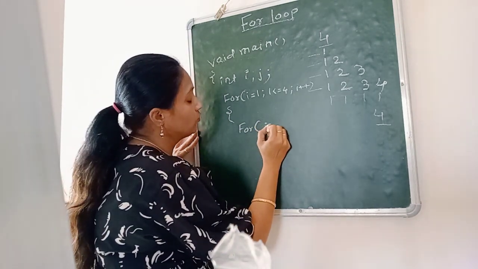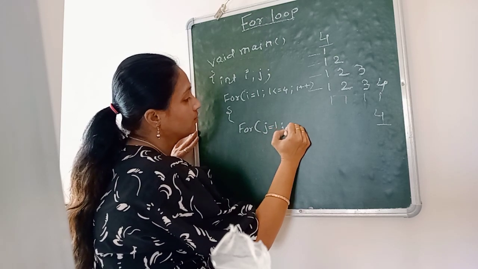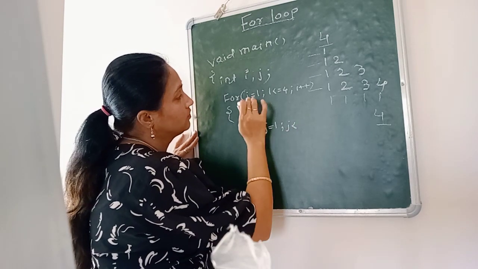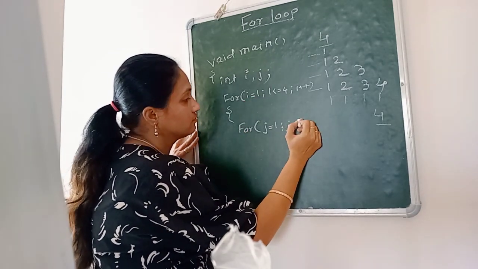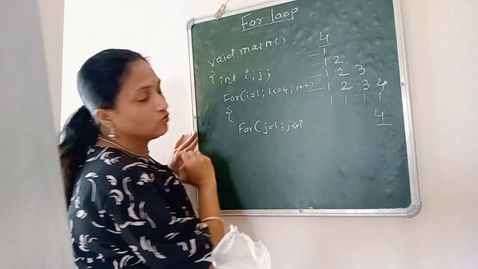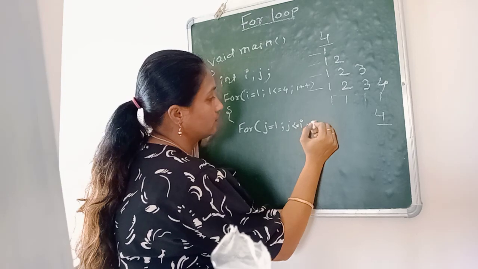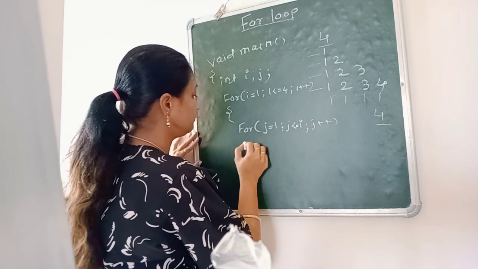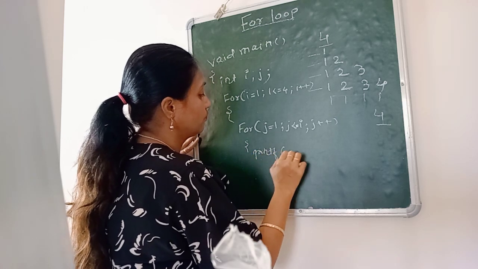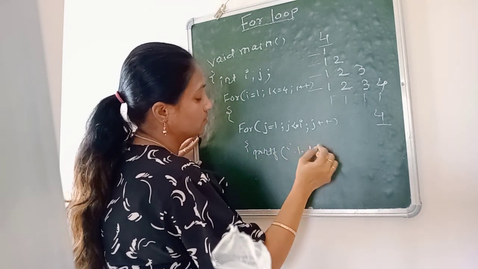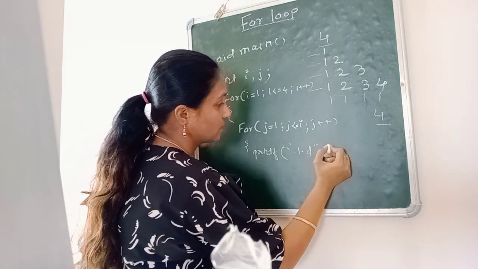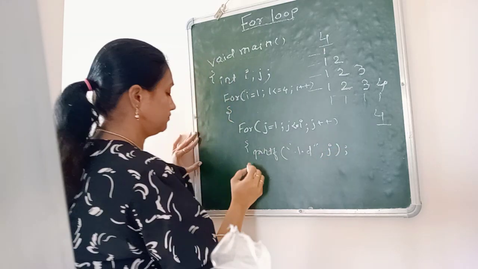Now j's value is 1 for the first iteration, but for the first iteration I want to run it only once. So i's value is the controller over there: j less than or equal to i. I'll tell you how it runs. Printf %d, comma, here we are displaying j's value.